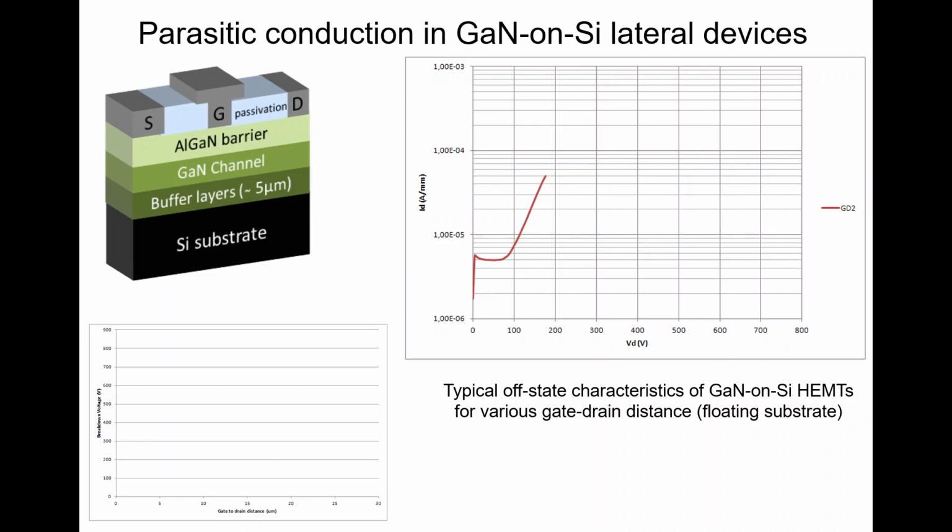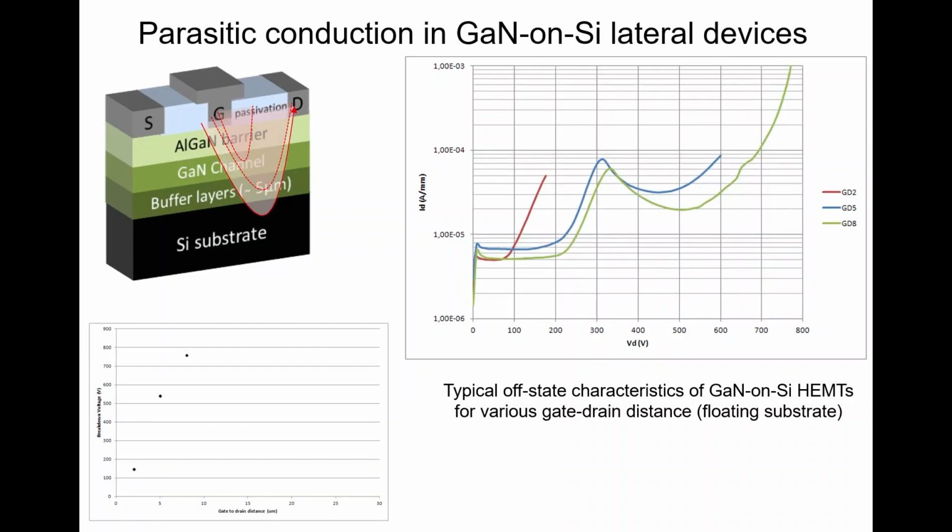So how does the breakdown work? You see, it's dependent, of course, on the gate to drain distance here. So if this is quite short, you have a huge electric field peak here. So you break down in the vicinity of the gate, let's say. So you have a bad example here with 2 micron. And then if you increase, you have the depletion here. So if you increase the gate drain distance, you enlarge the space charge region if your buffer layers are thick enough. And that allows you to increase the breakdown voltage.